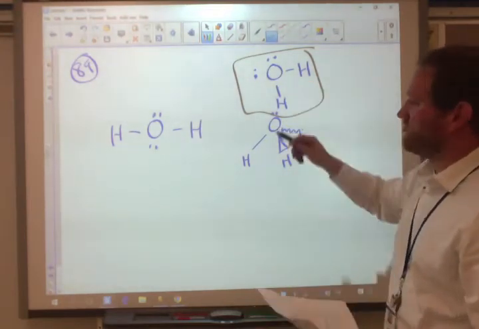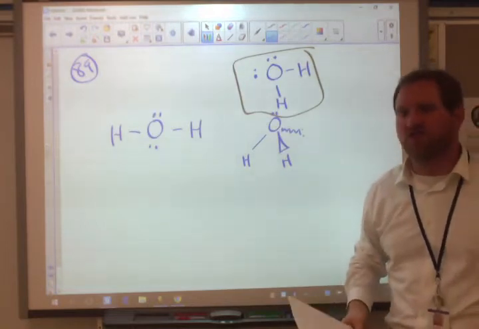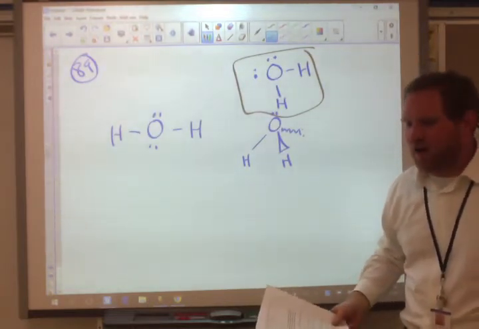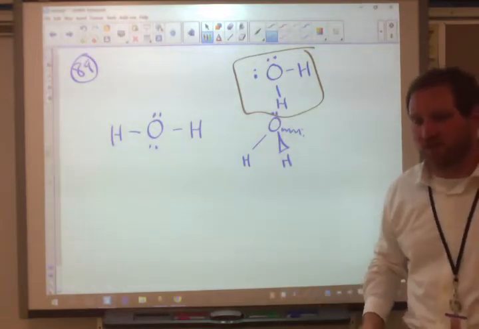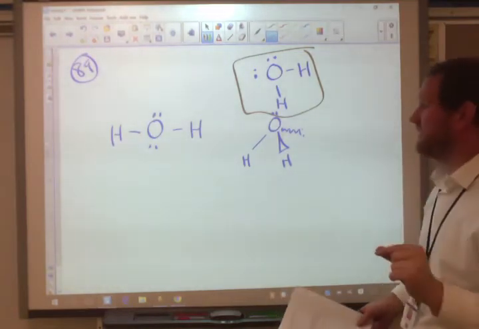It's the fact that these hydrogen bonds are here. They give it surface tension. They give it cohesion, adhesion. They give it capillary reaction. This is the reason water has such a high boiling point compared to other really small covalent molecules.